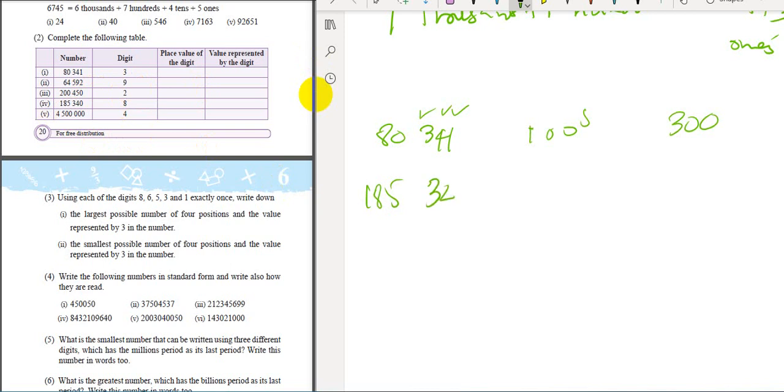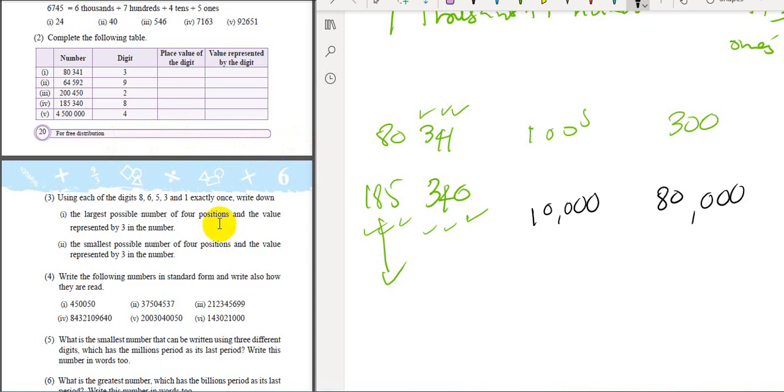185,340. This is ones, tens, hundreds, thousands, ten thousands, hundred thousands. So they are asking about this 8. What is the place value of this 8? Ones, tens, hundreds, thousands, ten thousands. Okay, the value of this 8 is 80,000. Then we'll move to the next one.